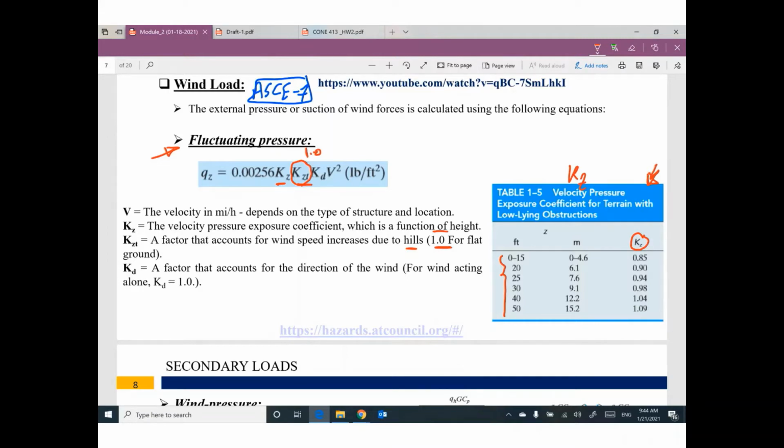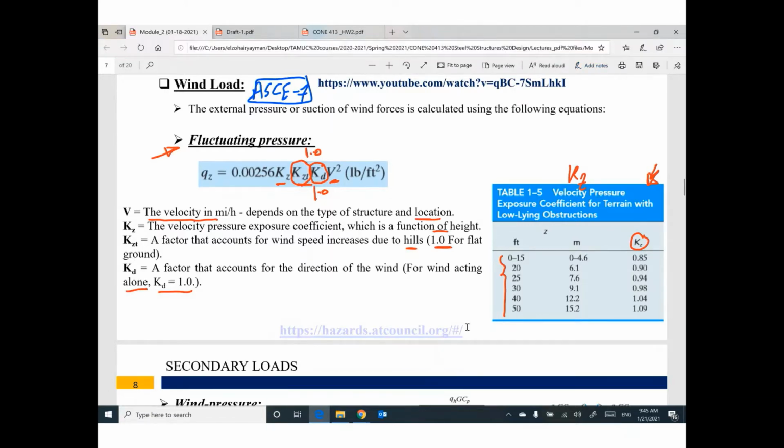Kd is a factor that accounts for the direction of the wind. For wind acting alone, without earthquake, without anything else, Kd will be 1. So Kd most of the time will be 1. V is the velocity of the wind speed, in miles per hour, and depends on the type of the structure and the location. I'm giving you this link.